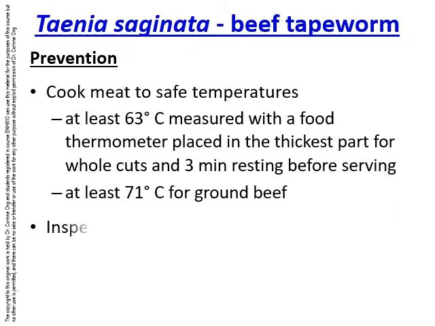The best way to prevent beef tapeworm infections is to cook meat to safe temperatures, at least 63 degrees Celsius, measured with a food thermometer placed in the thickest part of whole cuts, and 3 minutes resting before serving, and at least 71 degrees Celsius for ground beef. Inspection of beef is also carried out by meat inspectors.